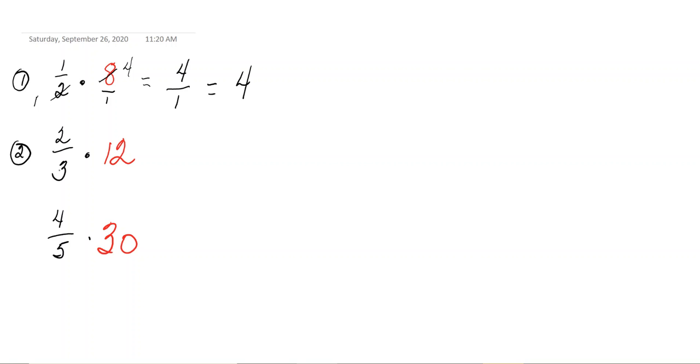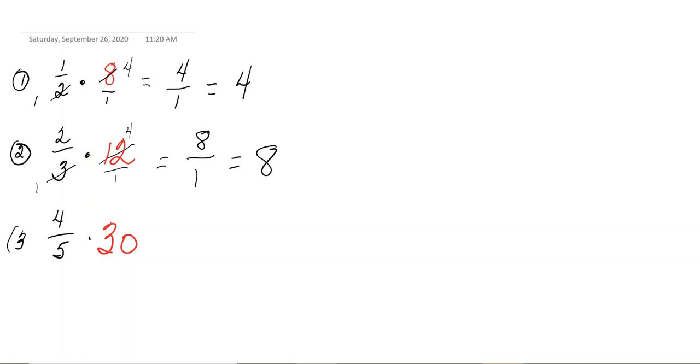Once again, if you have a fraction multiplied by a whole number, you check to see if the denominator divides into the whole number. The answer is yes. 3 goes into itself once, 3 goes into 12 4 times. Multiply the tops, 2 times 4 is 8. Multiply the bottoms, which is 1. 8 over 1 is 8.